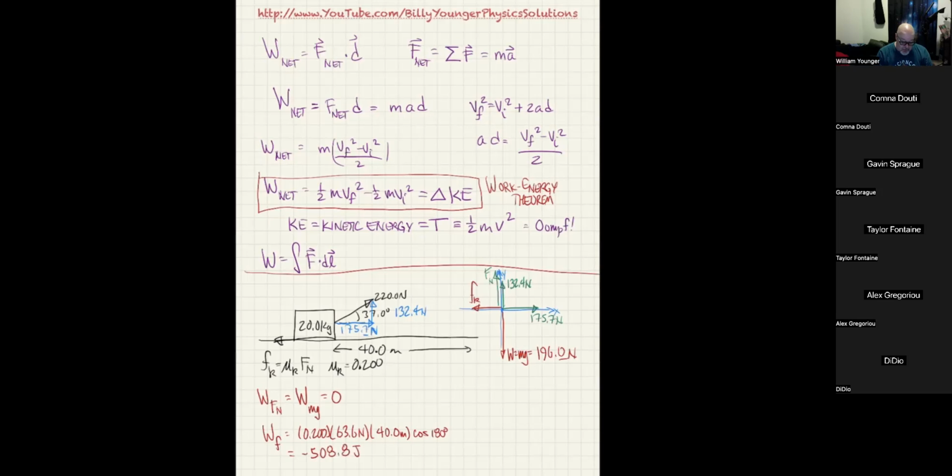And we also had the work done by the force. And the work done by the force, meaning that one that we pulled at 37 degrees, the work done by that force turned out to be basically 175.7 newtons. Notice that's parallel to displacement times 40 meters. And that gave us 7,028 joules. So that was all the work that was done on the system.